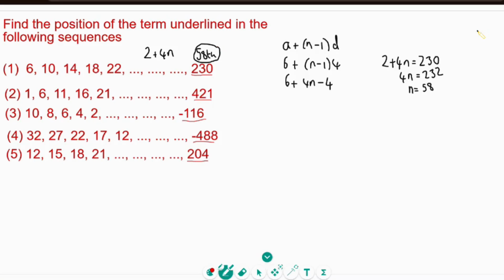Have a go at the rest of these yourself. Put me on pause and pause when done. No, I'm not going to put the working out for the nth term, I'm just going to put the nth term on the board for these. So you've had enough practice on the nth term now. So you should have got 5n take away 4 for your nth term.